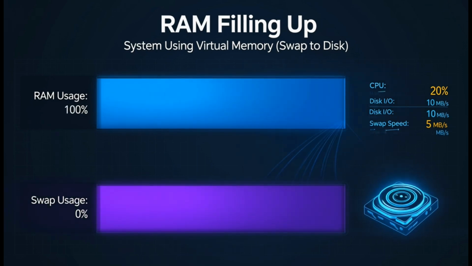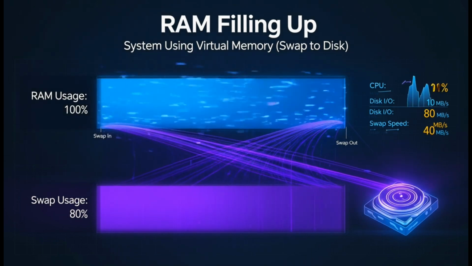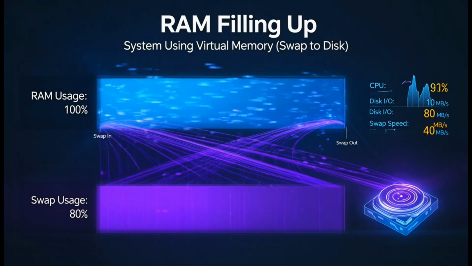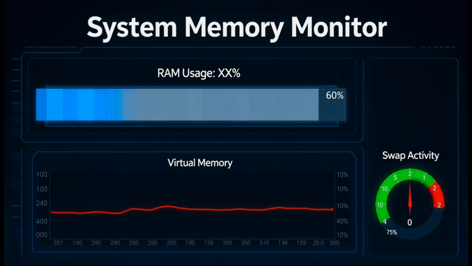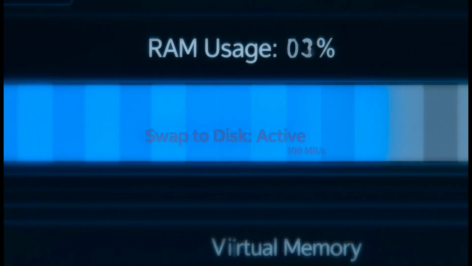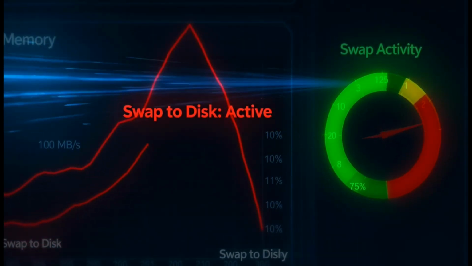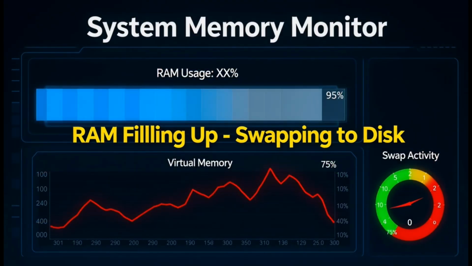But RAM is limited. When it fills up, the system uses something called virtual memory. This means it temporarily uses part of your storage as extra RAM. But storage is slower, much slower. That's why your computer slows down when RAM usage reaches 100%.